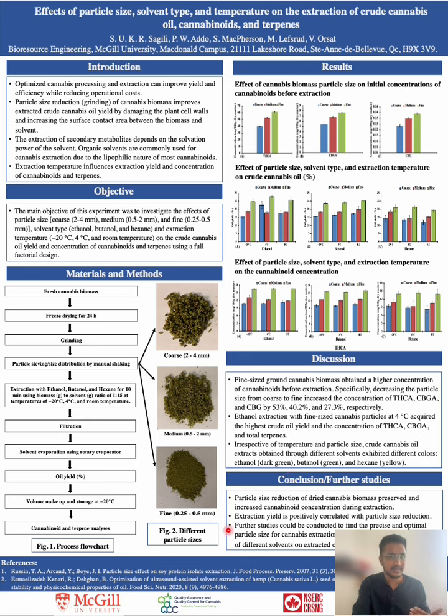Coming to the conclusions, particle size reduction of cannabis biomass preserved and improved the cannabinoid concentration during the extraction. There is a positive correlation between the extracted yield and the particle size reduction, and further studies have to be done on finding the precise and optimal particle size for the cannabis extraction and to quantify the effects of different solvents on the extracted chlorophyll concentrations.